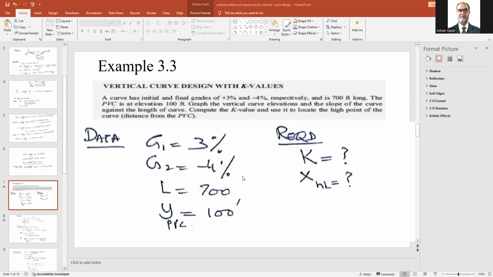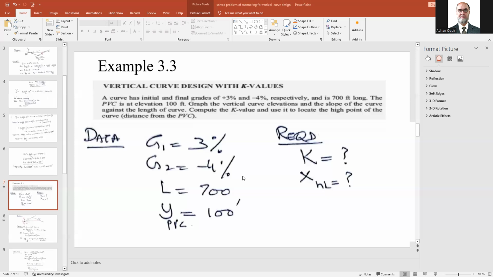We need to graph the vertical curve elevation and slope of the curve against the length of the curve. Compute the K value and use it to locate the highest point of the curve, that is the distance from the point of commencement of the vertical curve. It's just a simple explanation, though I will not be covering the graph between vertical curve and the slope. I'll be just trying to explain how this K is determined.